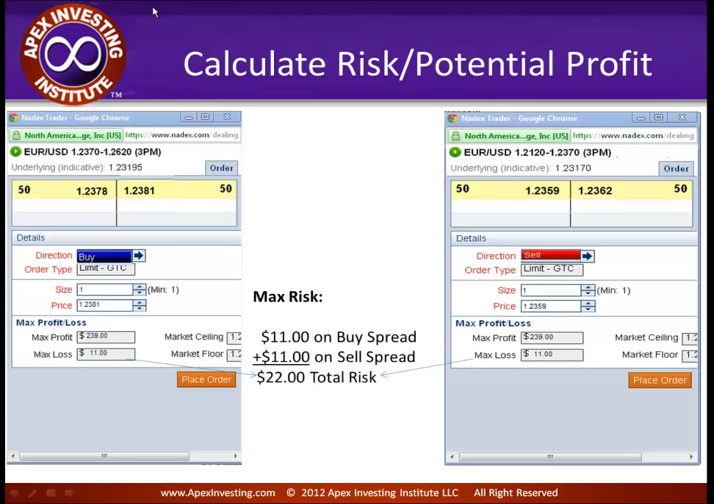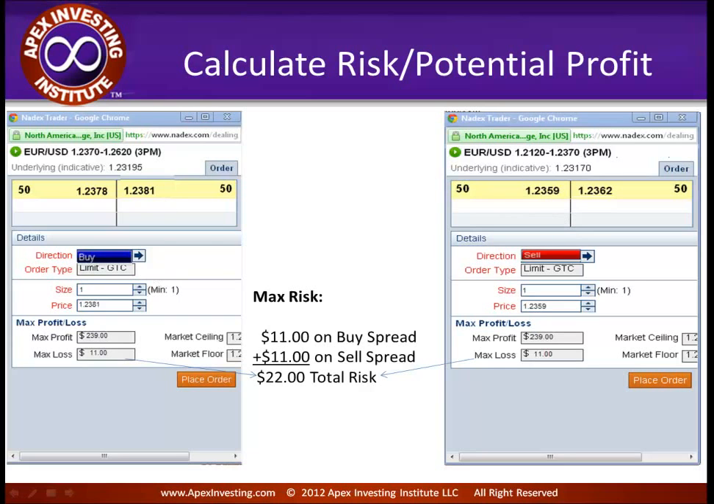So to calculate our risk, it's really easy. You can just open up the ticket or use whatever tool you're using, and what you'll notice is that the maximum loss is $11. Why is that the maximum loss? Well, the ceiling on this trade right here is 1.2370, and we're selling it at 1.2359. So that means the most it can lose is up to the ceiling of 1.2370, and we'll still have the trade on, so we can't get knocked out of the trade, but we won't lose more than $11 if it goes up on this spread.